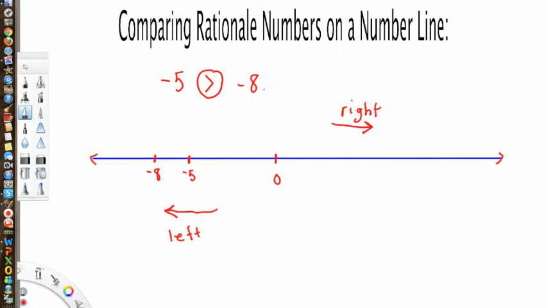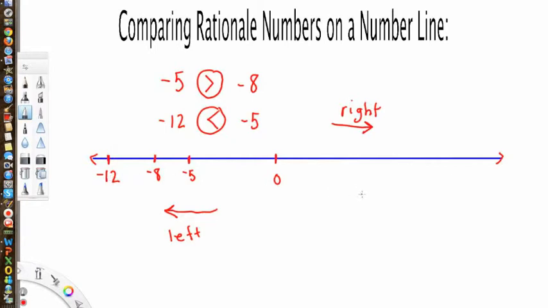Let's take a look at another one. Let's put -12 out here. Now some of you are going to say, well, if I compare -12 to -5, -12 has to be greater. Well, actually, that's not true. -5 is larger than -12. Why is that? Because -12 is farther to the left.